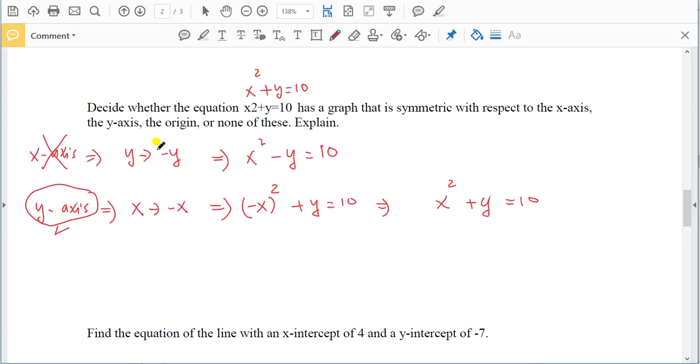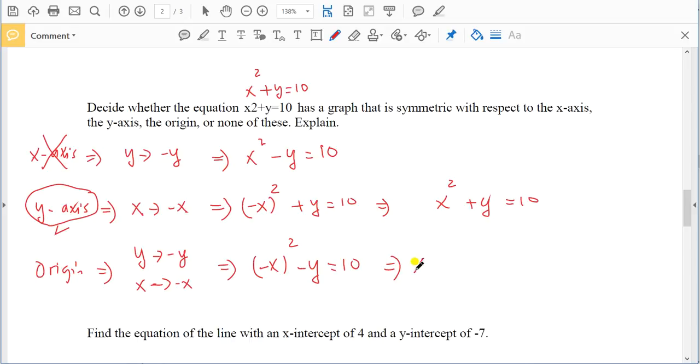Now let's just do the last one, the origin. I don't think this one is the origin, but just for you to know how to test this. For the origin, we replace y by minus y, and also x by minus x. Now let's do that. X, I put minus x. Y, I have minus y, and equal 10. This gives me x squared minus 10 equal minus y equal 10, and this is different from the original problem, so this cannot be the origin's symmetry. So the only symmetry that we have in this case is the y-axis after we do the testing.